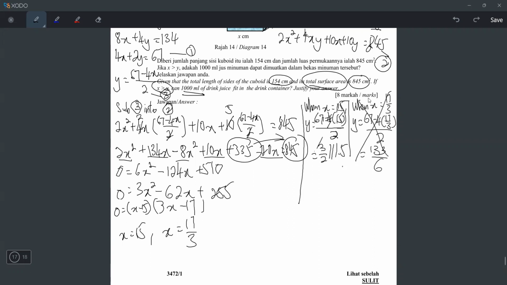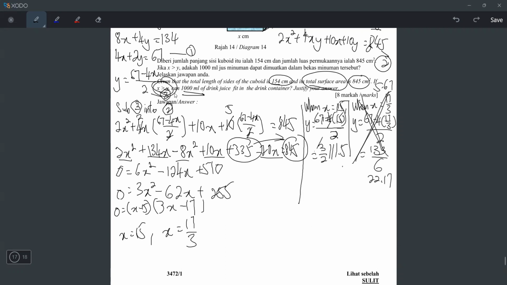Because 17/3, let's press quickly. What's 17 divided 3? So if you press with me, you will get 5 point something, 5.67. And then 133 divide 6, you get let's press 22 point something, 22.17. So can you see if x has to be bigger than y, then this one is rejected already because the x is 5 point something, this one 22. So the 5 point something is not bigger than this, but this one can accept because 15 is really bigger than this. So now I know my x value is 15, my y value is 1.5 or 3/2.